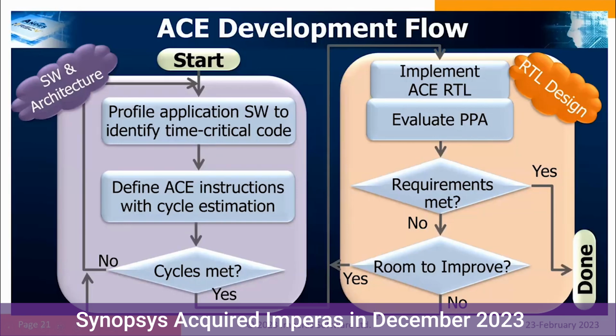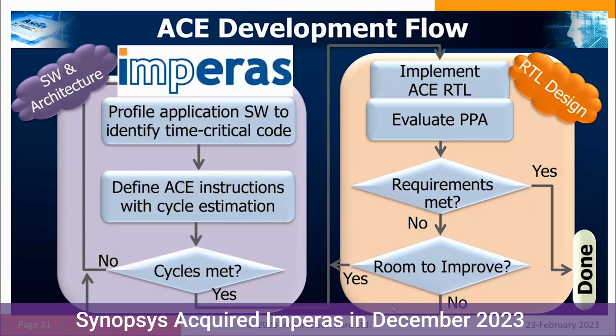I'd like to borrow from John's slide again. This is what he talked about when he went over the ACE development flow. If you have application software for the platform level, Imperas would be a great tool to start running with that and do your architecture analysis to identify the time critical code.